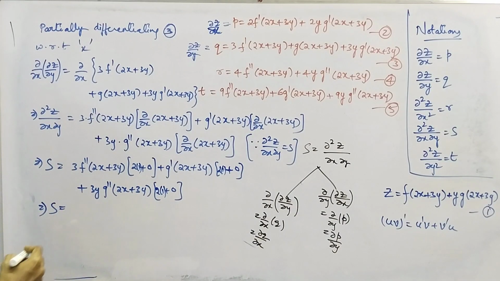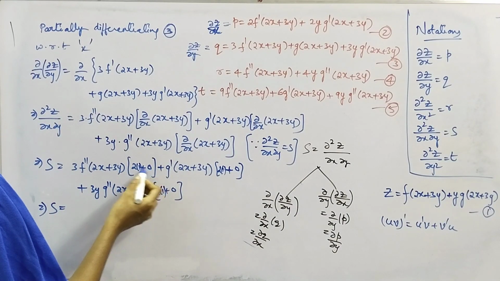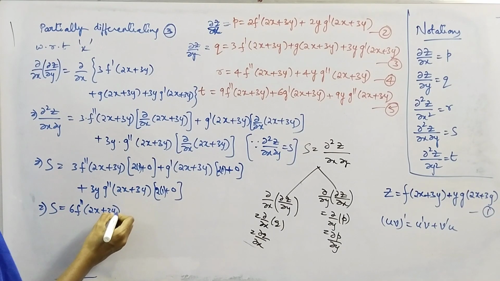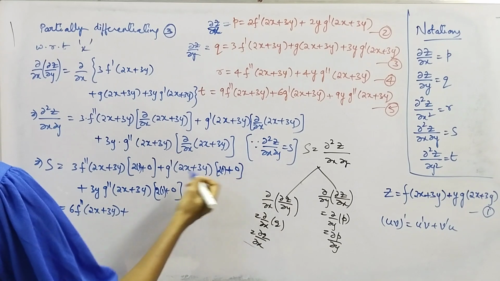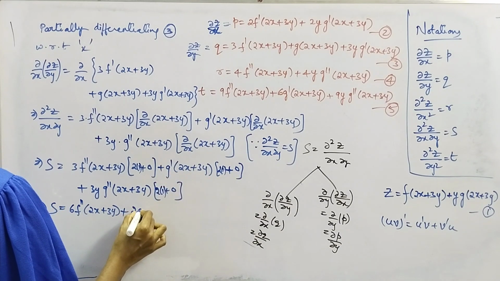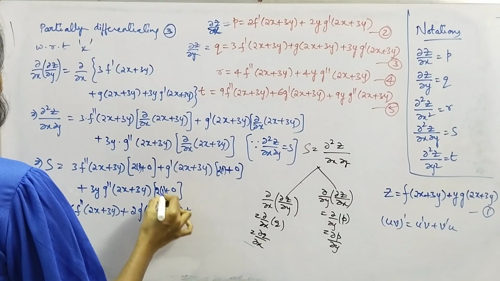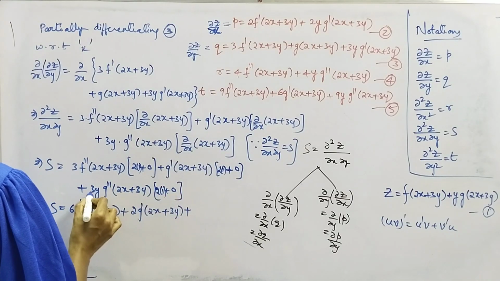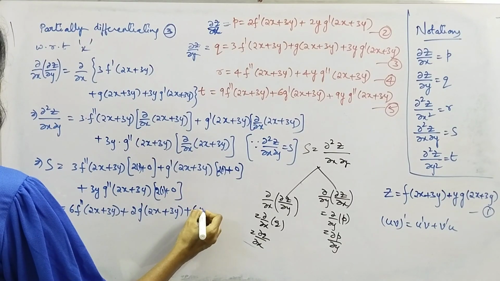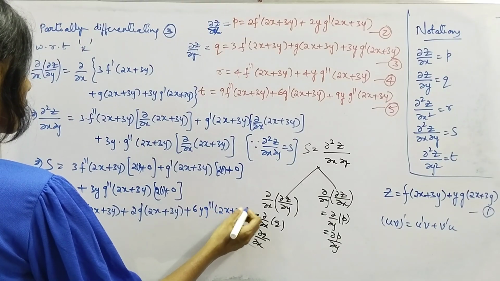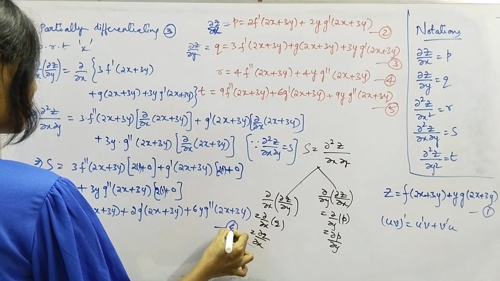Right. This gives us s equal to 2 into 1, 2, 2 plus 0, 2, 2 3s are 6. We'll get 6 f double dash of 2x plus 3y plus 2 into 1, 2, 2 plus 0, 2, 2 into g dash plus 2 into 1, 2, 2 plus 0, 2, 2 3s are 6. You'll get 6y g double dash. Consider as equation number 6.